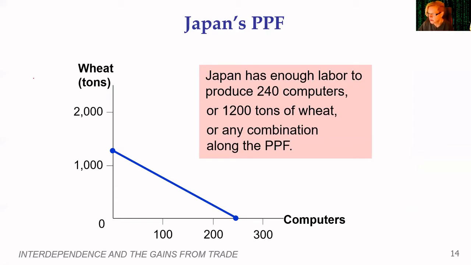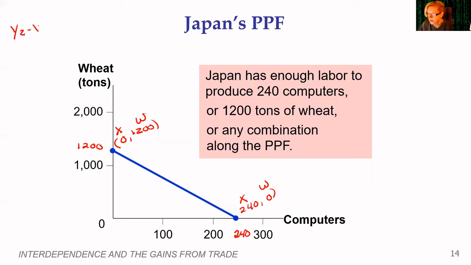Now we still haven't answered what is the opportunity cost of one good in terms of the other, and that's what I want to do right now. And so again, this is at 1,200, and this is at 240. So if we look at this, we can say, okay, this is 0 and 1,200. This is 240 and 0. X's are computers. Y's are wheat.